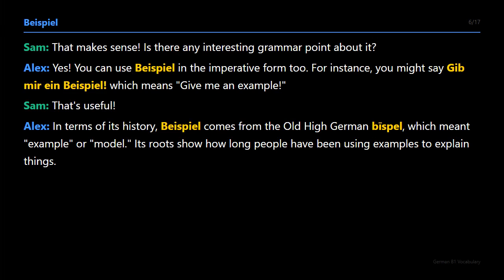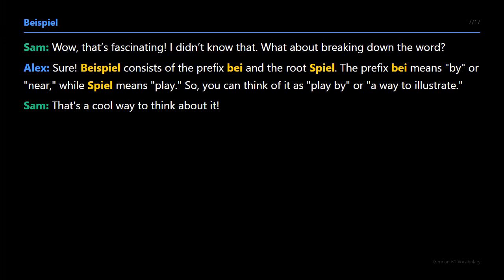That's useful. In terms of its history, Beispiel comes from the Old High German Beispiel, which meant example or model. Its roots show how long people have been using examples to explain things. Wow, that's fascinating. I didn't know that.